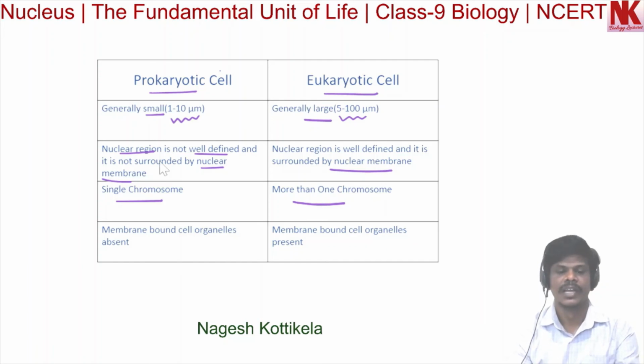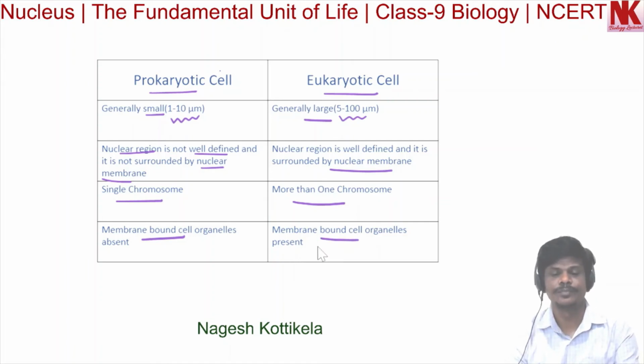In case of prokaryotic cell, there is a single chromosome, but in eukaryotic cells more than one chromosome is found. In prokaryotic cell, membrane bound cell organelles are absent, but in case of eukaryotic cell there are membrane bound organelles like endoplasmic reticulum, Golgi bodies, mitochondria, chloroplast, lysosomes, etc. There are so many membrane bound organelles which are performing their specific functions inside the cell. So this is about the difference between prokaryotic cell and eukaryotic cell.